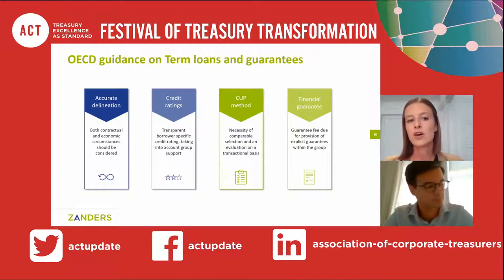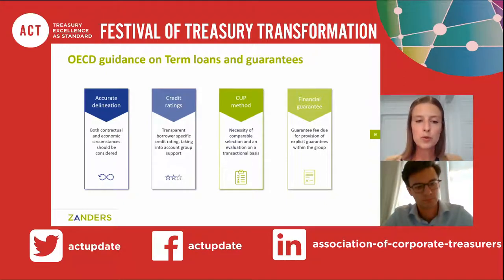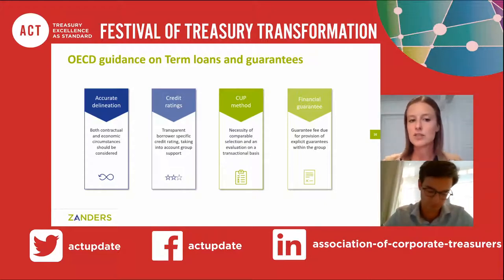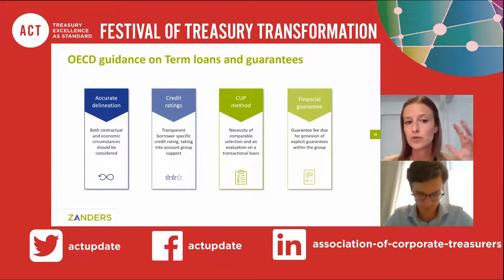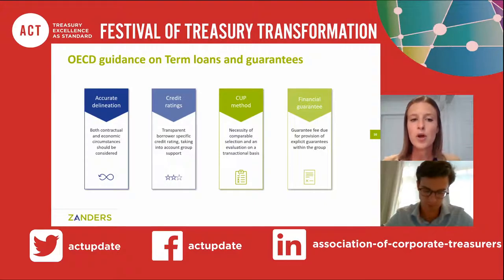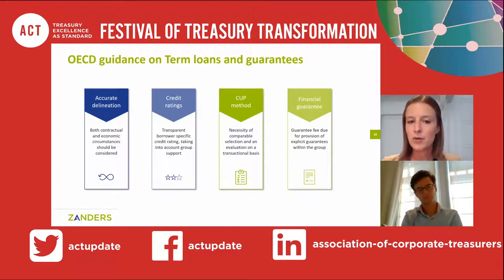In addition to that, they also stress the importance of taking into account group support. This group support, and that's mainly implicit group support, what this actually wants to say is, if you were a third-party bank and you're looking at a subsidiary, you will look at it as a standalone entity, because it's not the same rating as if you were granting a loan to the head office of the group. But you will take into account that to some extent, the group might help out that entity if it were ever in trouble and not able to repay its debts. And we will go into more detail on that analysis in the next slides as well, of course.